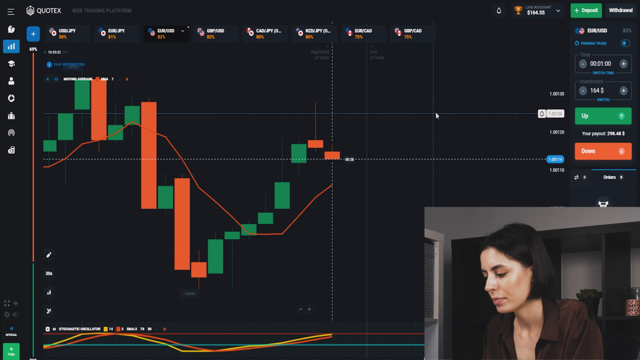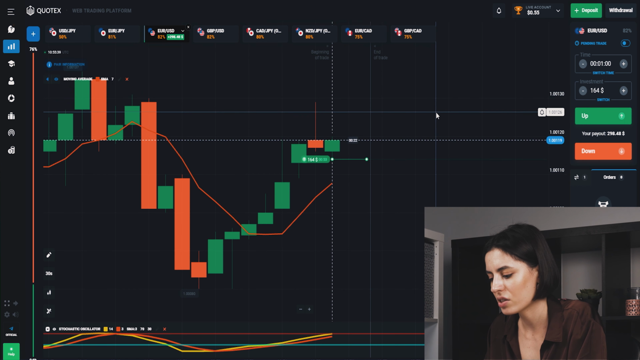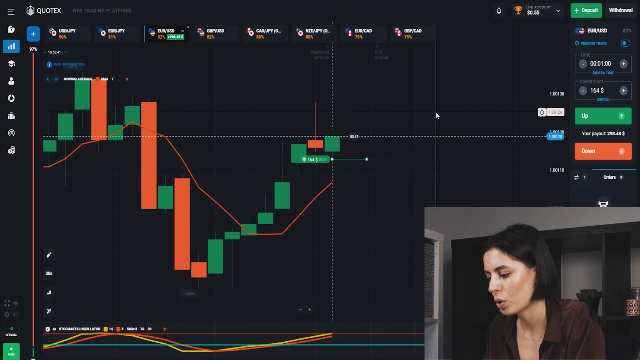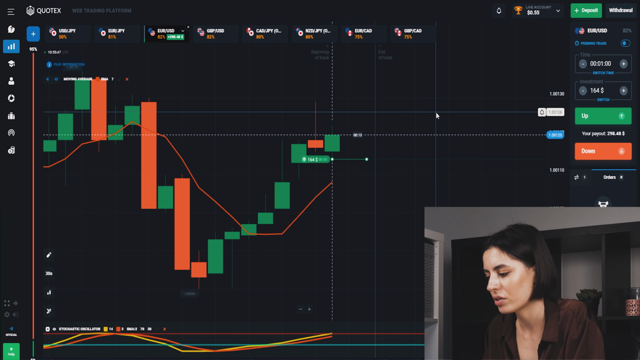So let's make more and more, and here it is quite perfectly understandable because the stochastic oscillator and the moving average show us that we are getting upwards, so we made our bet for an upward movement and quite safely just waited for the result.